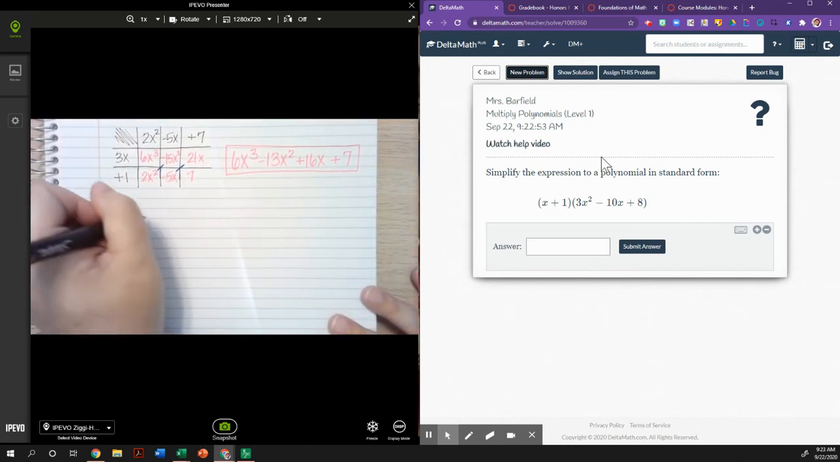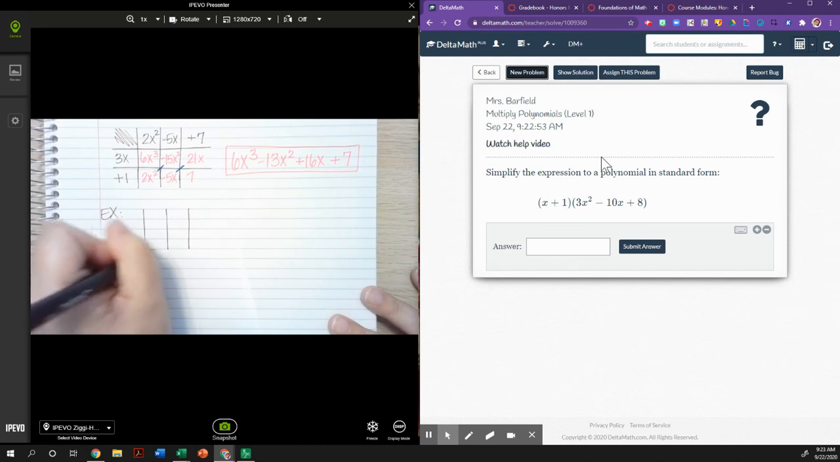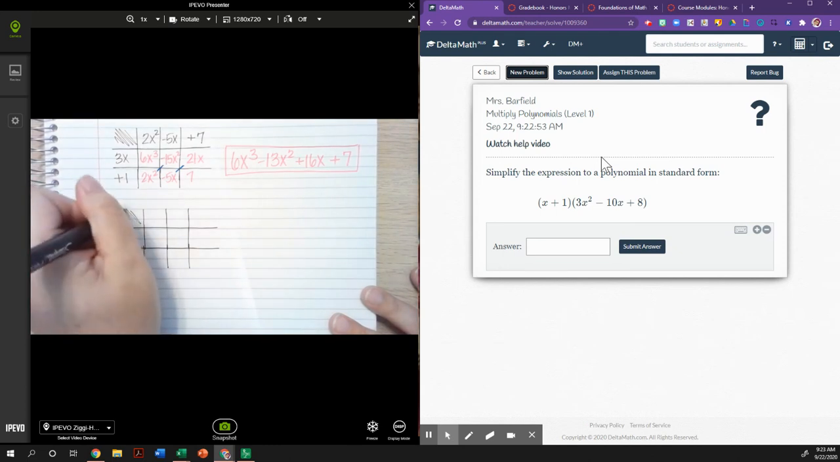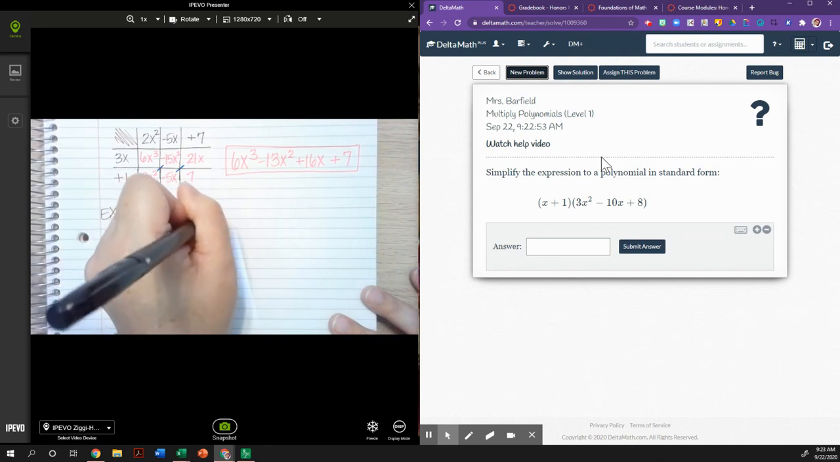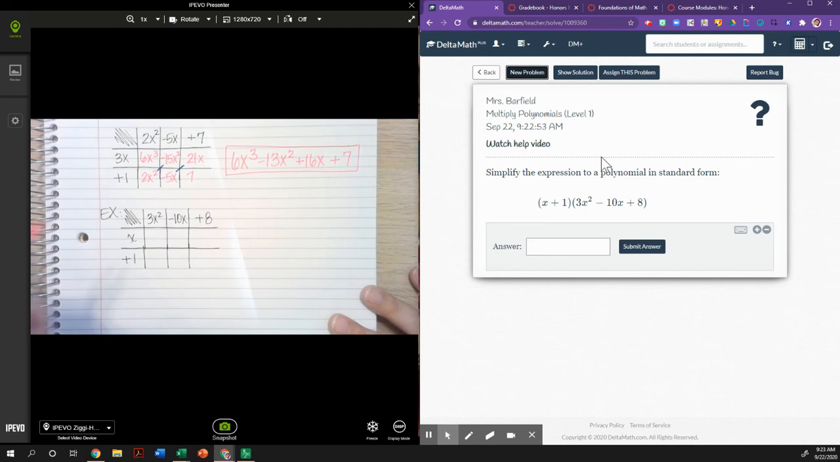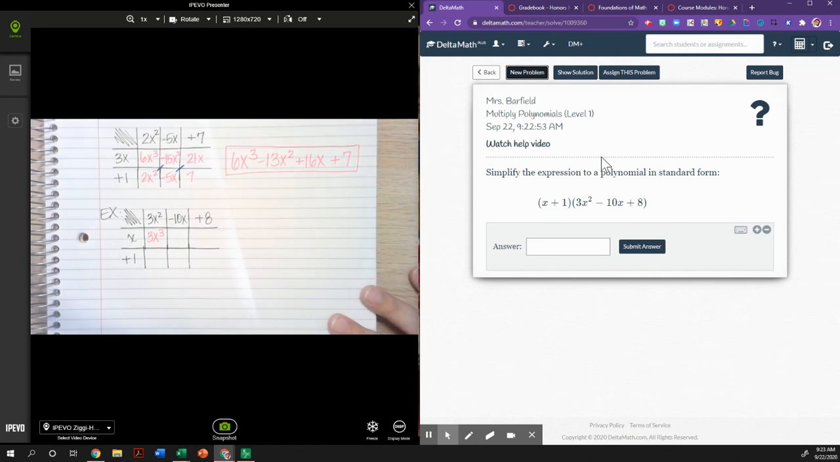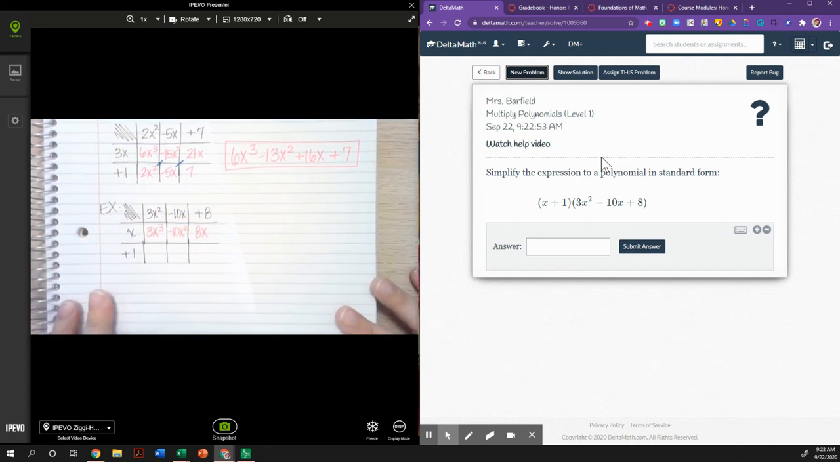All right, so I'm just going to jump right in with my tic-tac-toe and copy it from Delta Math. I didn't do a very good job with that. I'm drawing them big because I'm taking notes. All right, so I'm going to put x plus 1 here. And then 3x squared will be here, negative 10x here, and plus 8. All right, so x times 3x squared is 3x to the third. Add those exponents. x times negative 10x is negative 10x squared. x times 8 is 8x.